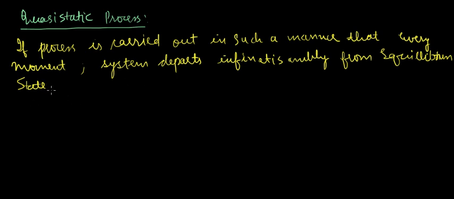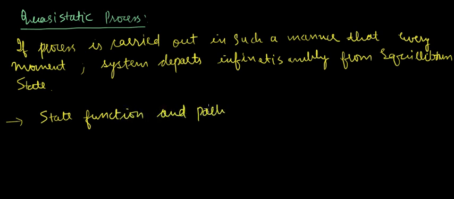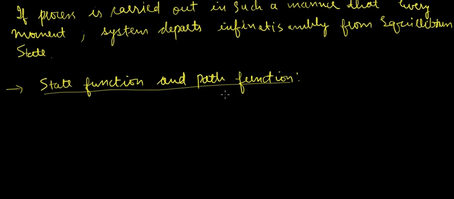Okay, next let us see state function and path function. So a state function is a measurable property of a system that does not depend on how the system gets from one state to another.